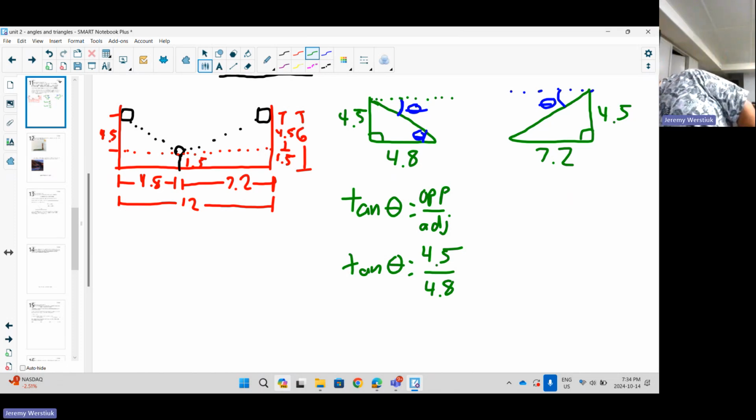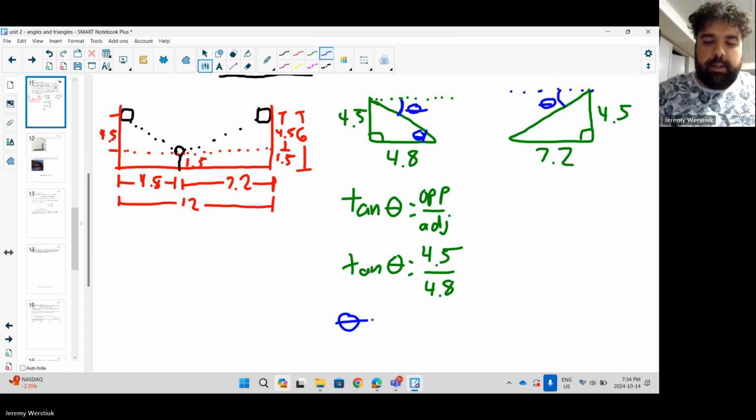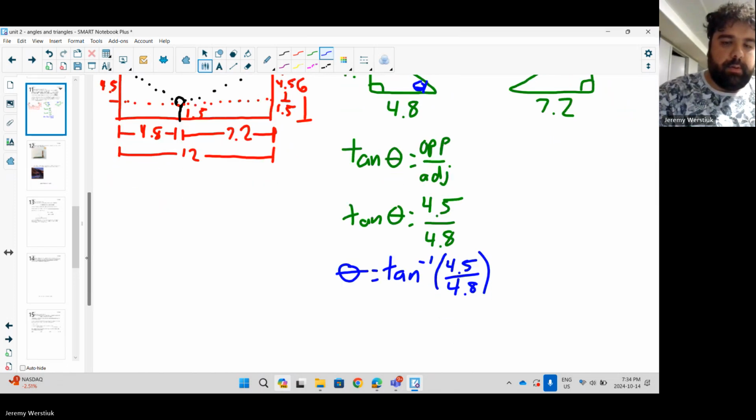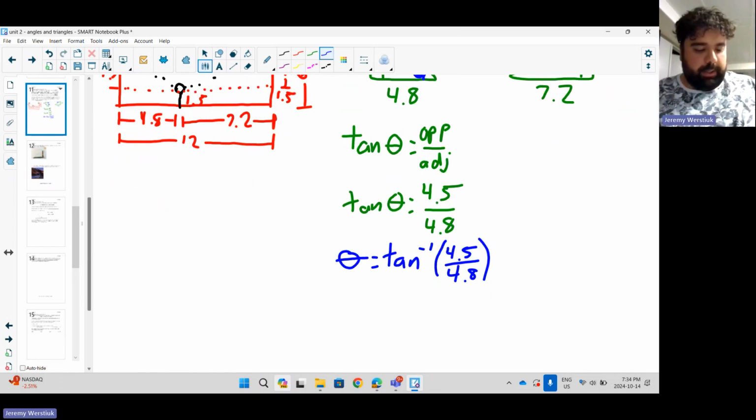I just realized I don't have my calculator out. So if you don't have your calculator out right now, you should as well. Remember, if I want to find just theta, I need to go tan to the minus 1 of 4.5 over 4.8. So let's go ahead and plug that into our calculators.